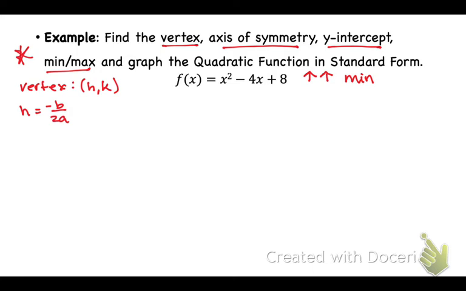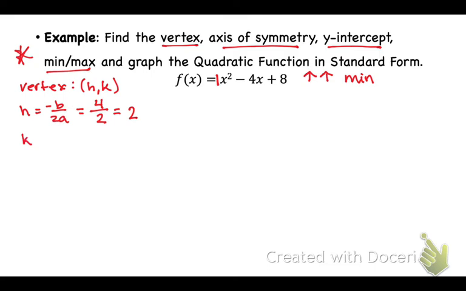So do we need to write out A, B, and C? No. Okay. So Cooper, what's negative B going to be? +4. Okay. And what's A? Well, A is 1, so 1 times 2 is 2. A is what's right in front of here. So the H is what? 2. So how do I find the K?